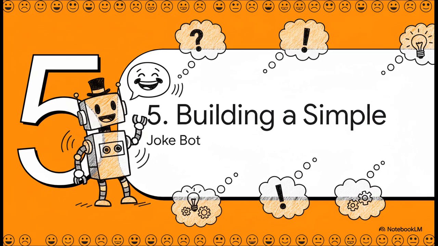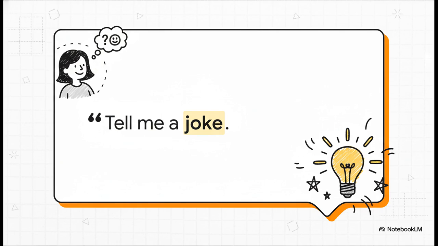Okay, so let's tie all of this together. We've talked about handling errors and organizing code. Let's see how it works in a really simple, fun example. We're going to build a basic joke bot. All right, so here's how it goes. A user comes along and sends a message to our bot. They say, "Tell me a joke."